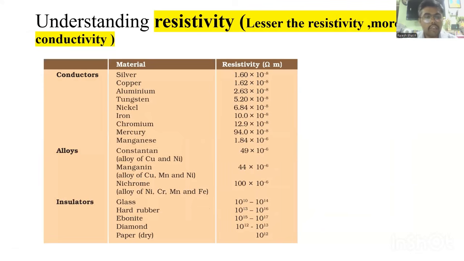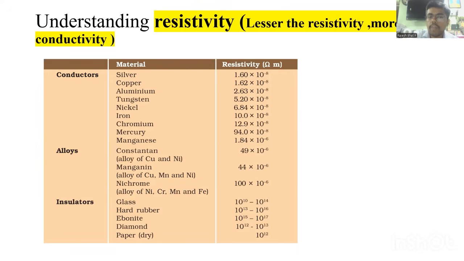Now if you see, this is a table. What is this table about? This is about resistivity. What is resistivity, and how is it different from resistance? Both are the same only. But if you are told the resistance of a copper wire, you are told some ohms, but for what length? Resistivity will tell you the resistance for 1 meter.